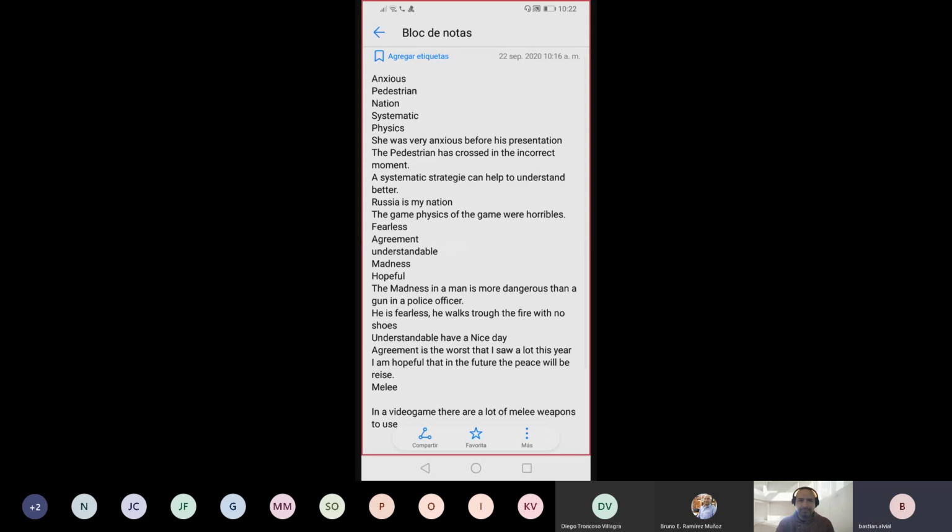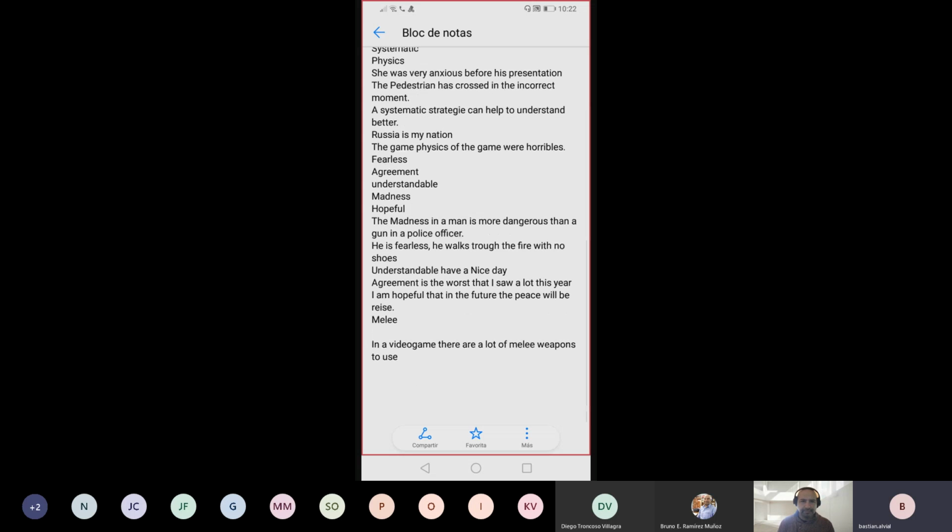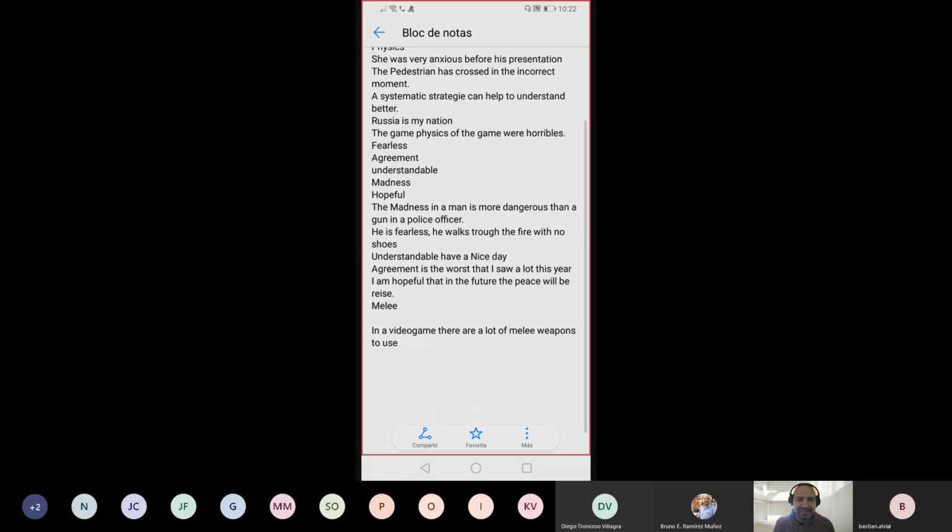And with -x, I chose physics, and the sentence is the game physics of the game. No, the game's physics were horrible. With -less, I chose fearless, and the sentence is he's fearless. He walks through the fire with no shoes. With -ment, I chose agreement, and the sentence is agreement is a word that I saw a lot this year.